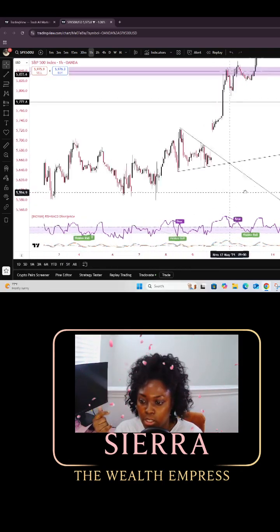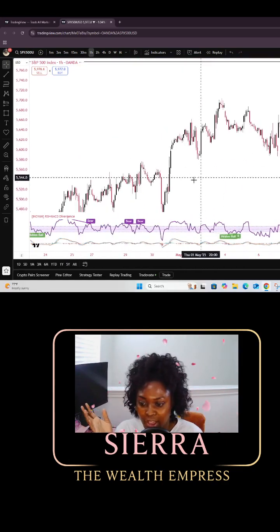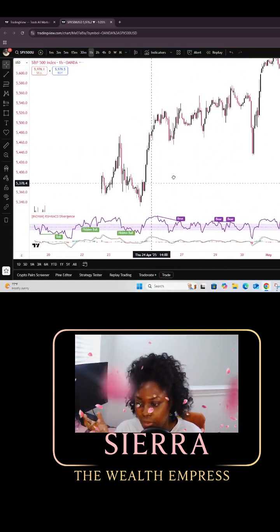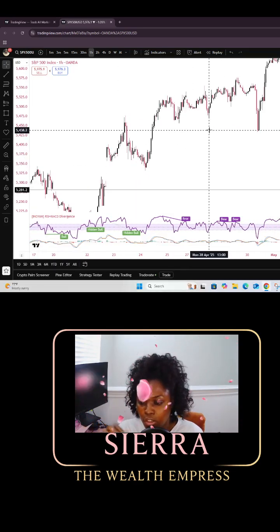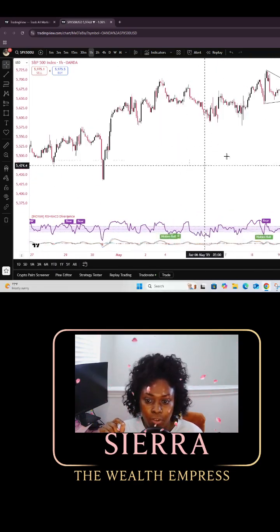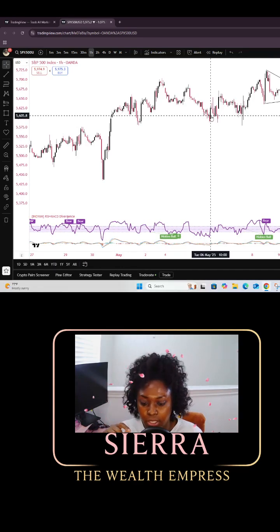That's a wedge. You have flags, you have pennants, all types of chart patterns, right? So we'll go into chart patterns after we get down how to read these candlesticks.